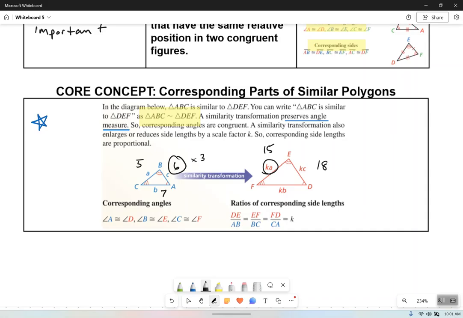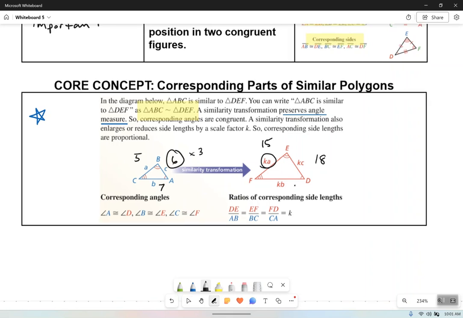What would KB have to be? That distance for KB? 21. It's just 7 times what? Okay. In this case right here, K would equal 3. We're multiplying everything by 3. It's like saying a scale factor is 3.